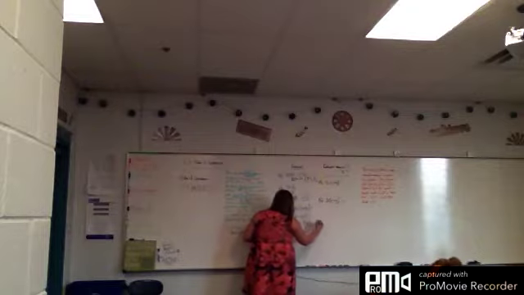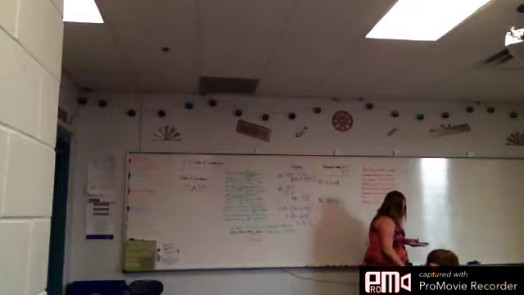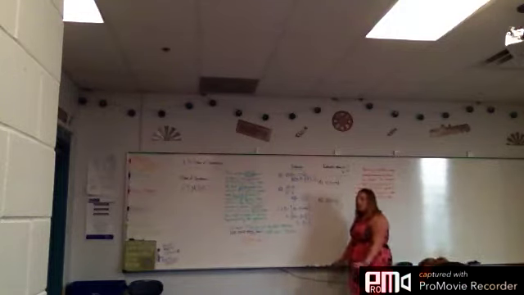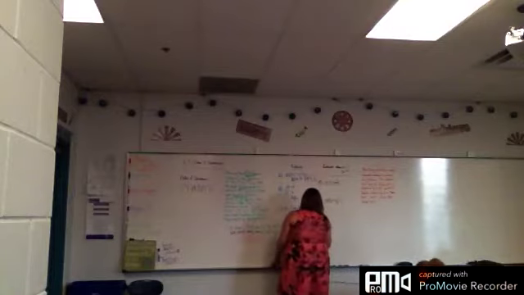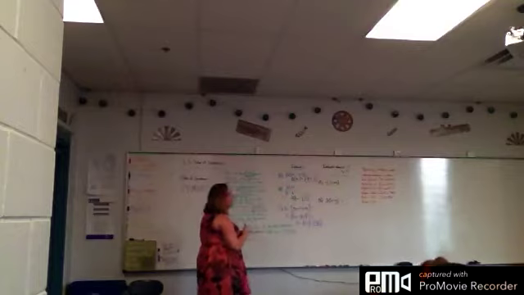And then what do I have to do? 5 times 14. And what do we get? 70. Okay? Order of operations. Can we handle doing that?